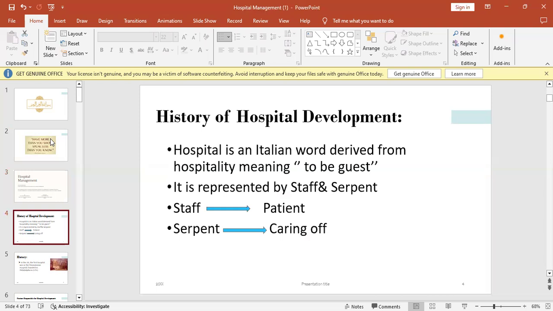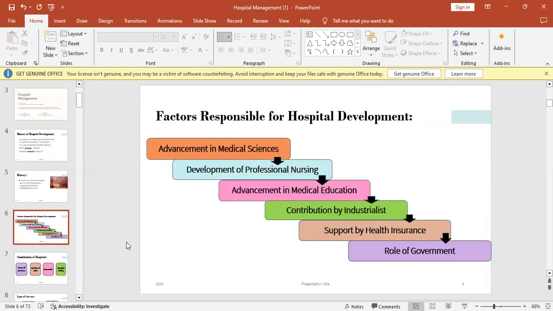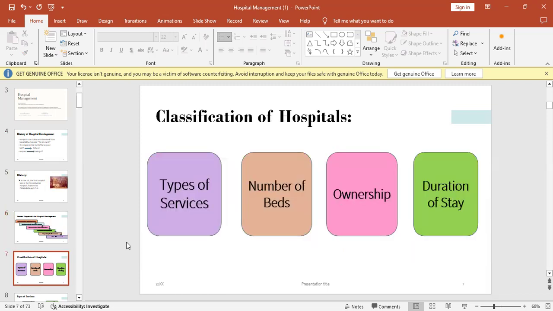Hospital is an Italian word derived from the word for patient, meaning caring of. In the United States, the first hospital was founded in Philadelphia, Pennsylvania, in 1751. The factors responsible for hospital development are advancements in medical sciences, development of professional nursing, advancement in medical education, contribution by the industries, support of health insurance, and the role of governments.